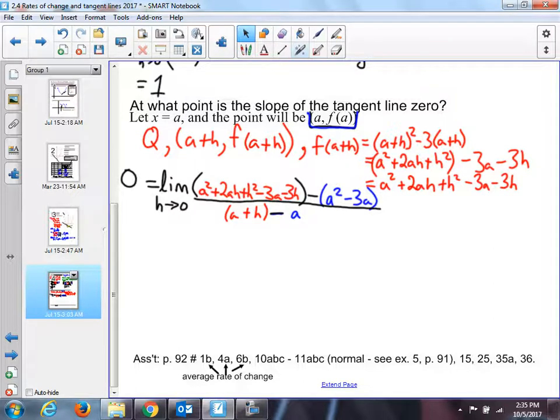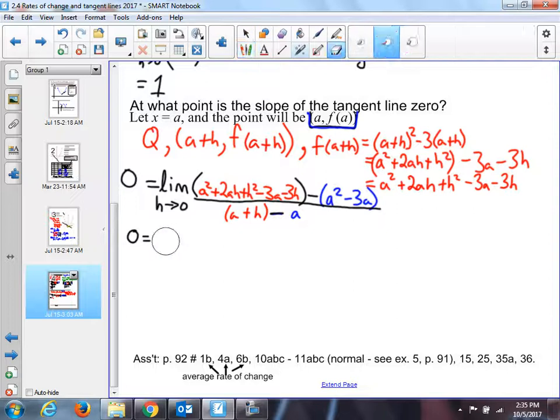It'll always be over h if you've done it correctly. For the slope kind of questions, slopes of tangents, that's a lot of stuff. This equation here, it actually tidies up kind of nicely.